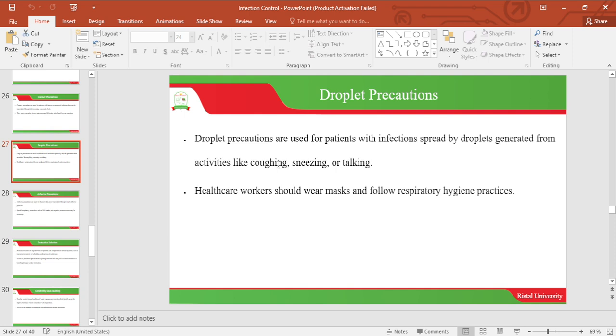Droplet precautions. These are procedures that are used for patients or clients with infections spread by droplets generated from activities like coughing, sneezing, or talking. Healthcare workers should wear masks and follow respiratory hygiene procedures.